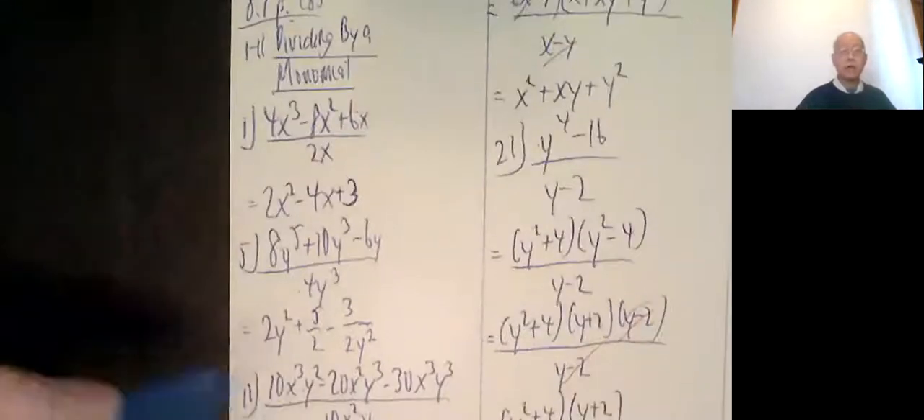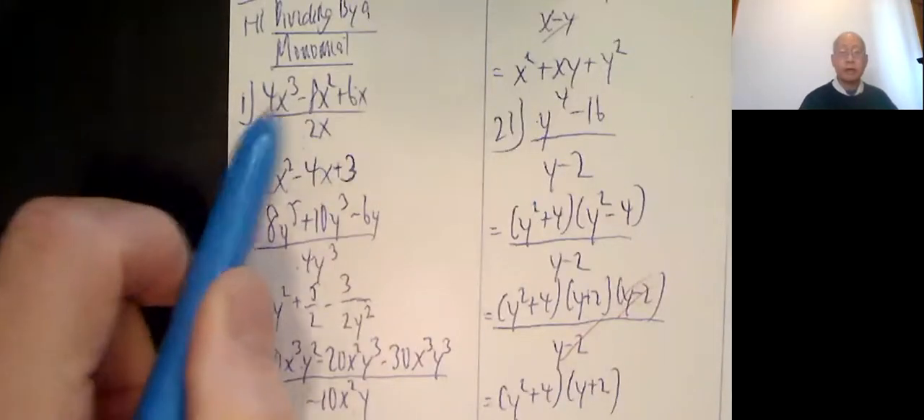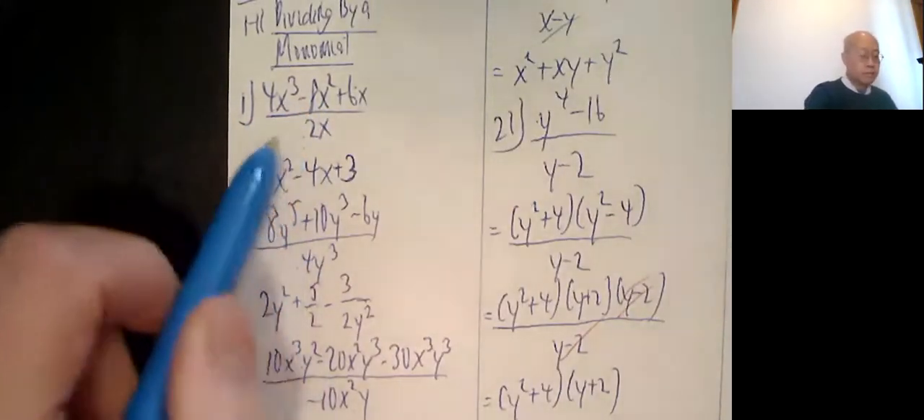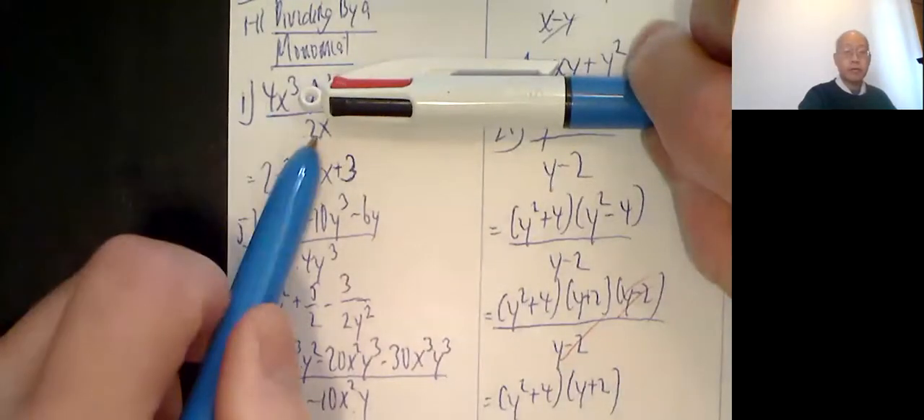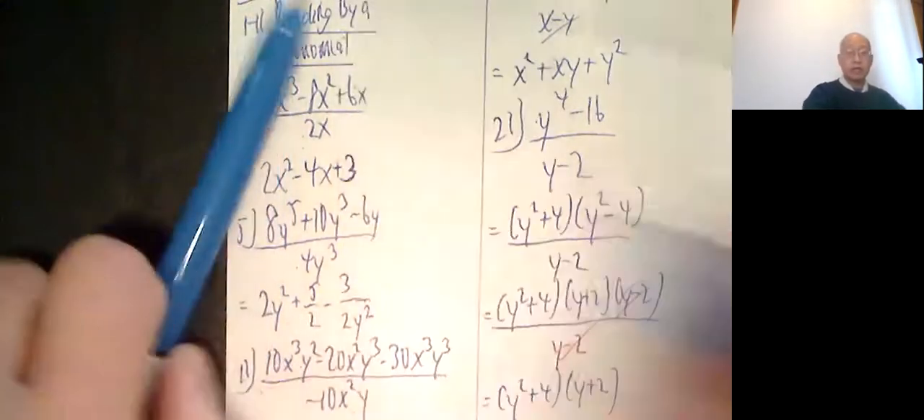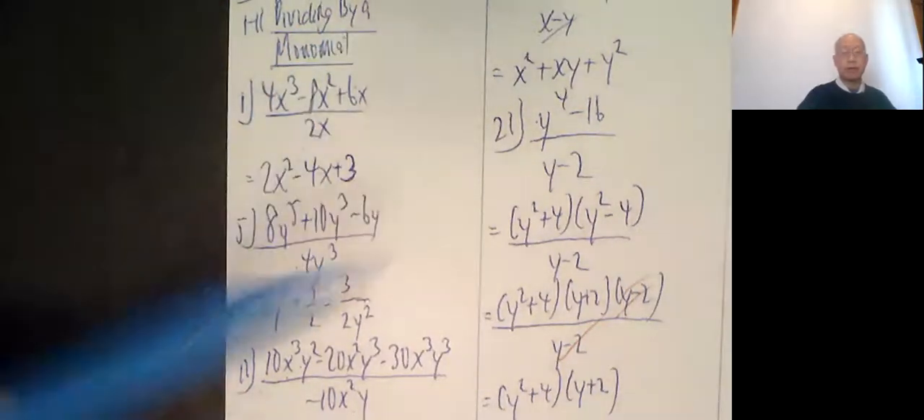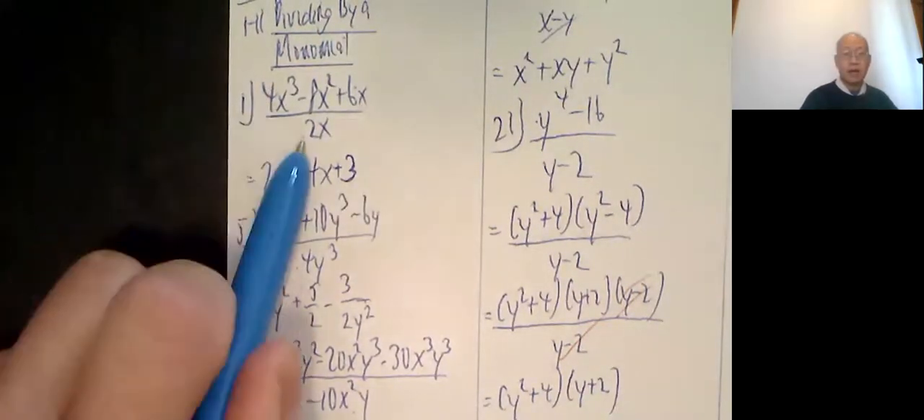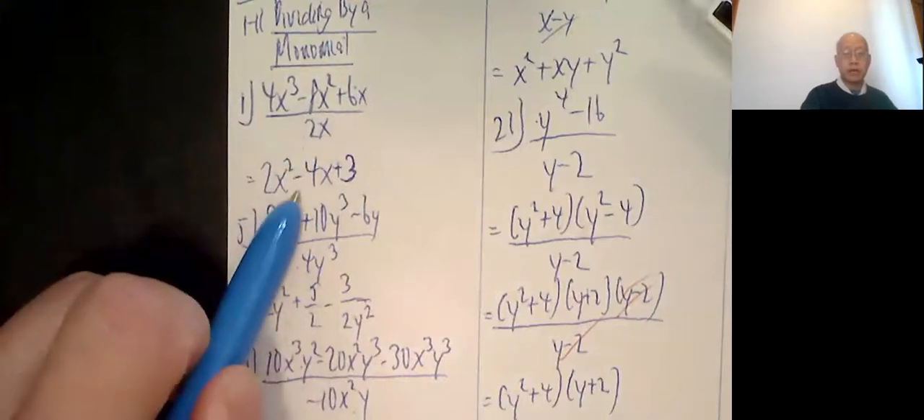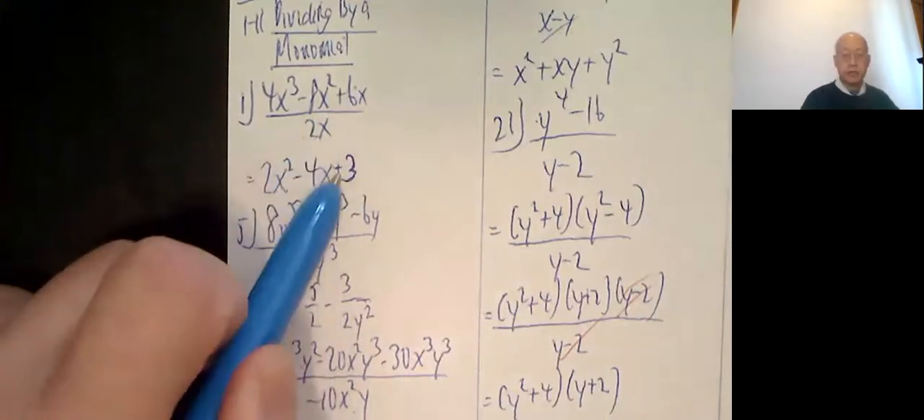So if you're dividing by a monomial, like number 1, 4x cubed minus 8x squared plus 6x divided by 2x, then you just do 3 division problems, essentially. Do 4x cubed divided by 2x, and then you do negative 8x squared divided by 2x, and then you do 6x divided by 2x. So that divided by 2x is 2x squared. The middle one divided by 2x is negative 4x. 6x divided by 2x is 3.